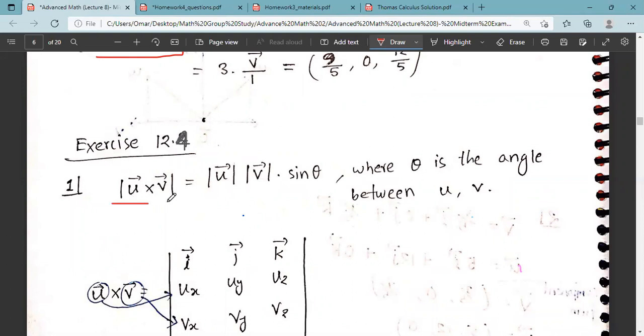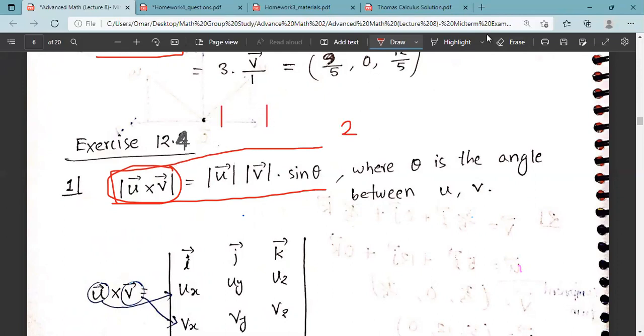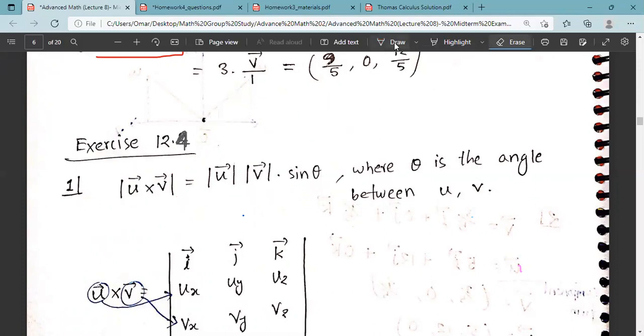So for the cross product, the formula is the norm of u cross v. Here we are trying to find the length. We know that length is just a number, right? That's why we are going to find a norm value. The norm of u cross v vector is going to be norm of u multiplied by norm of v into sine theta, where theta is the angle between u and v.